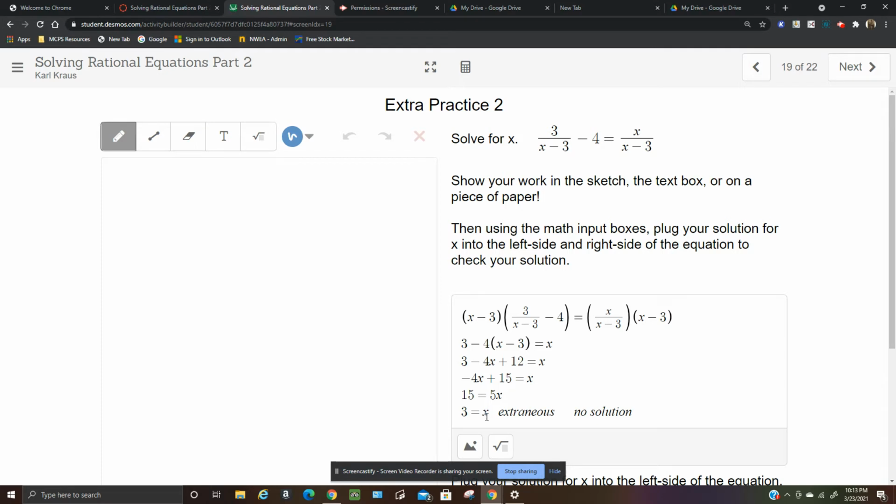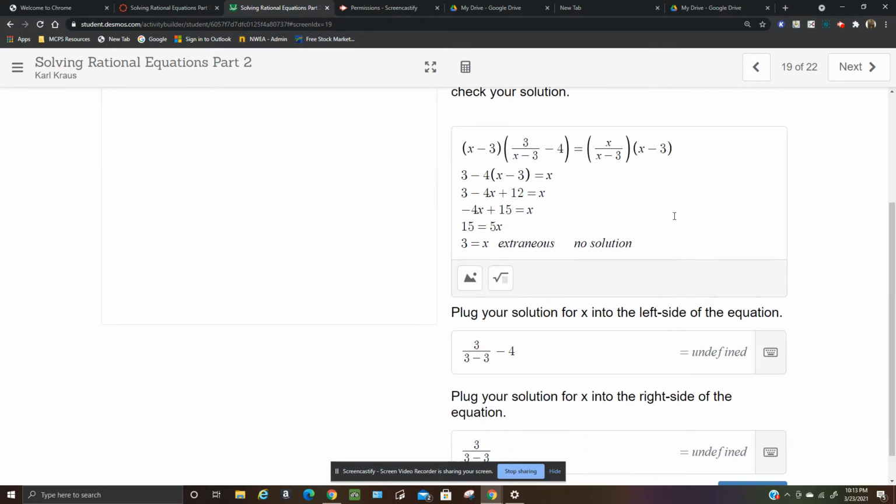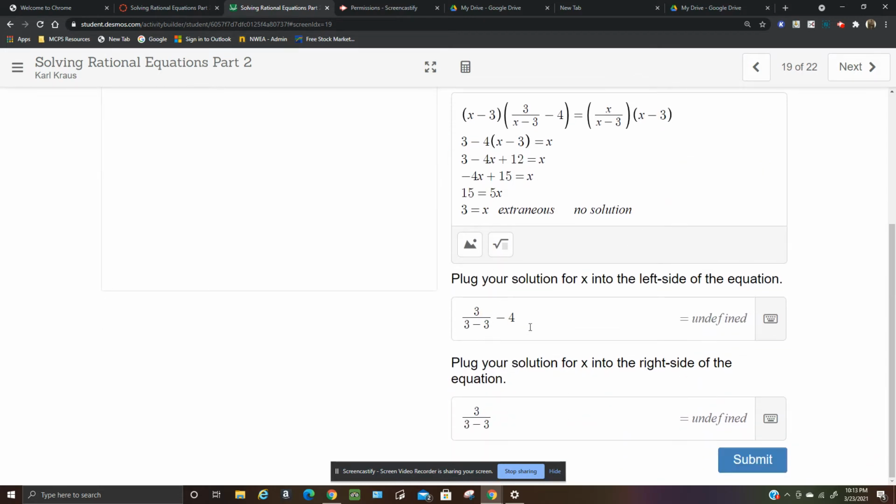Divide by 5, x equals 3 would be extraneous, because if I plug it in here, it makes the denominator 0 here and here. So there's no solution. If I try to check it, it gives me undefined. So when that happens, the x value would be extraneous. There would be no solution.